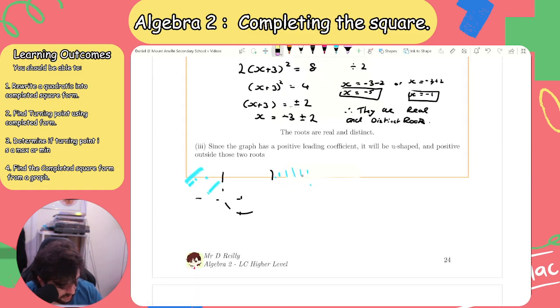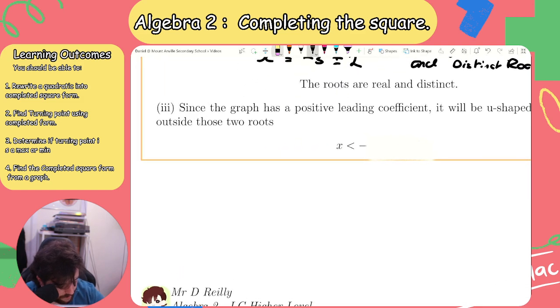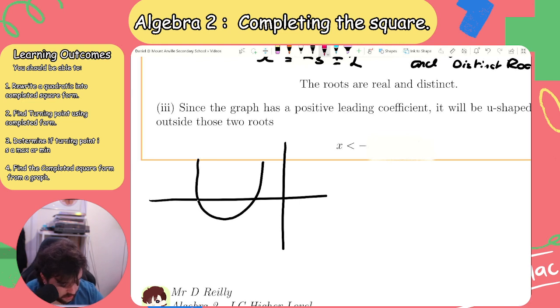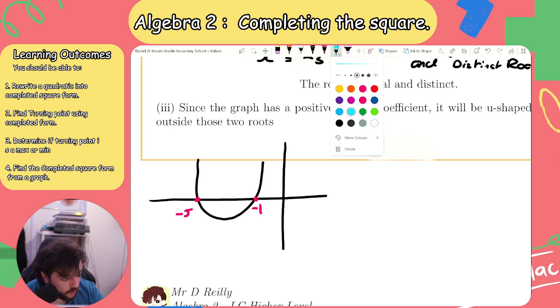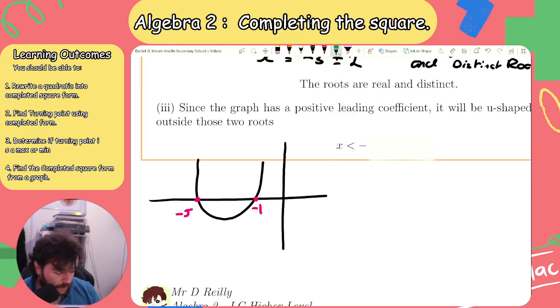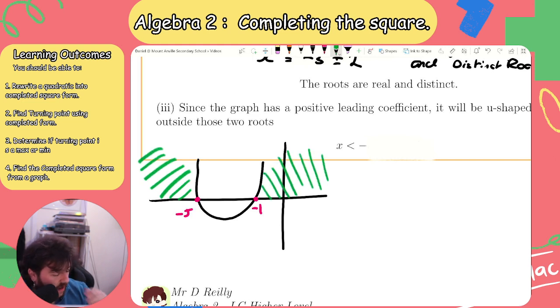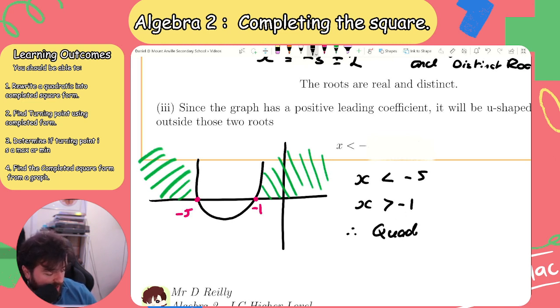Alright, so we're going to do more of these in inequalities. But if I was to sketch out this graph, it's a U shape because it is positive. So it crosses through the points minus 5 and minus 1. I'm looking for the range of values for which the quadratic is positive. So I'm looking for these values and these values here. So when x is less than minus 5 and when x is greater than minus 1, the quadratic is positive.